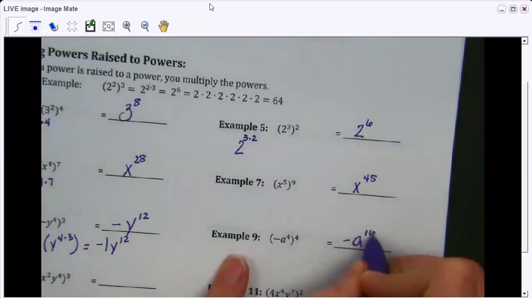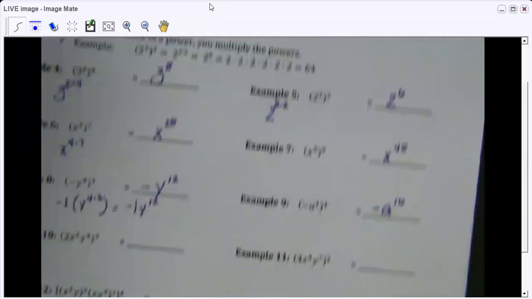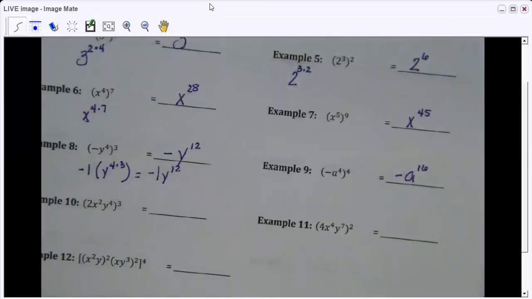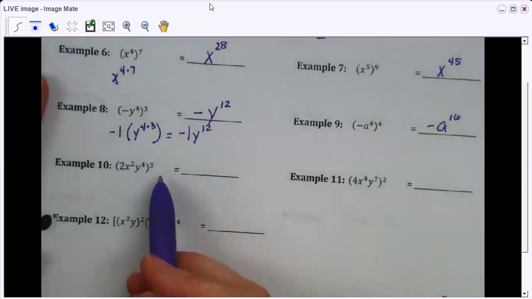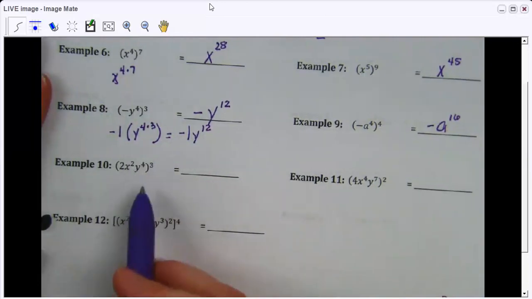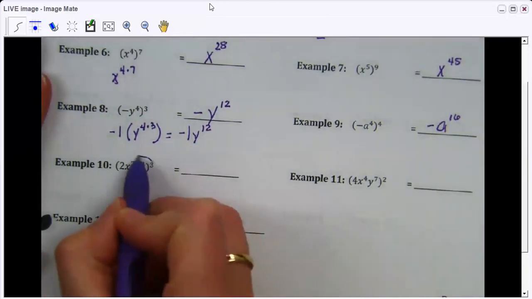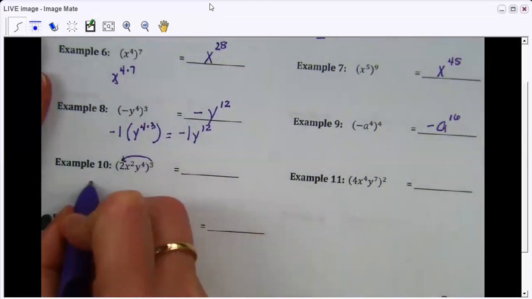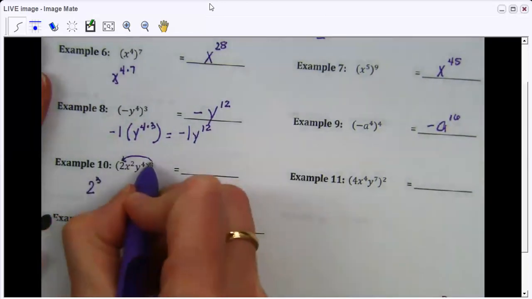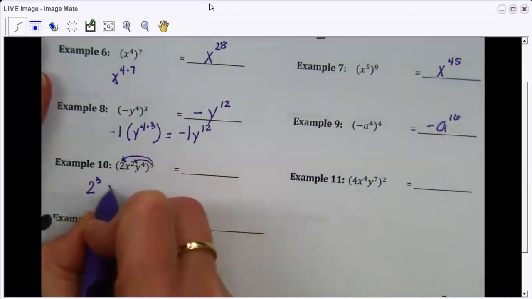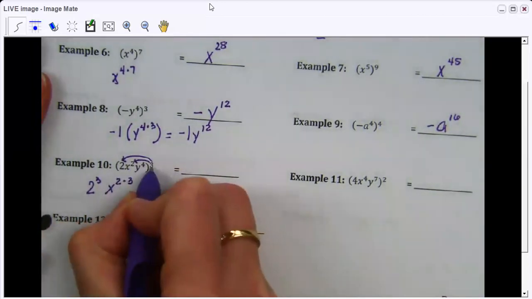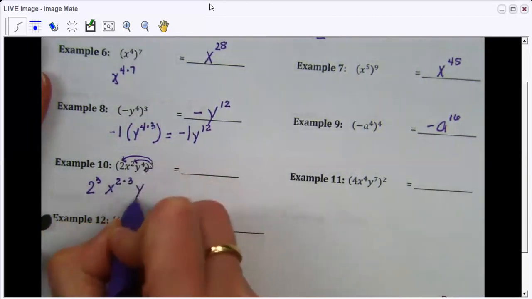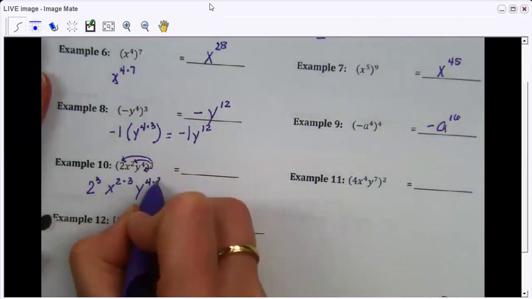Thank you. All right, now, looking at number 10, we have an exponent with multiple terms on the inside. And so this exponent is going to be applied to every single term. So it's going to be applied to the 2, so we have 2 to the power of 3. It's going to be applied to the x squared, so we have x to the power of 2 times 3. And then it's also going to be applied to the y to the power of 4 times 3.